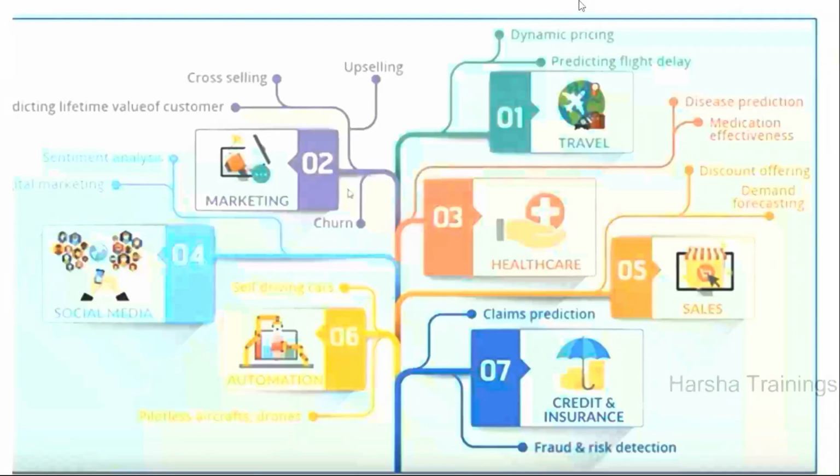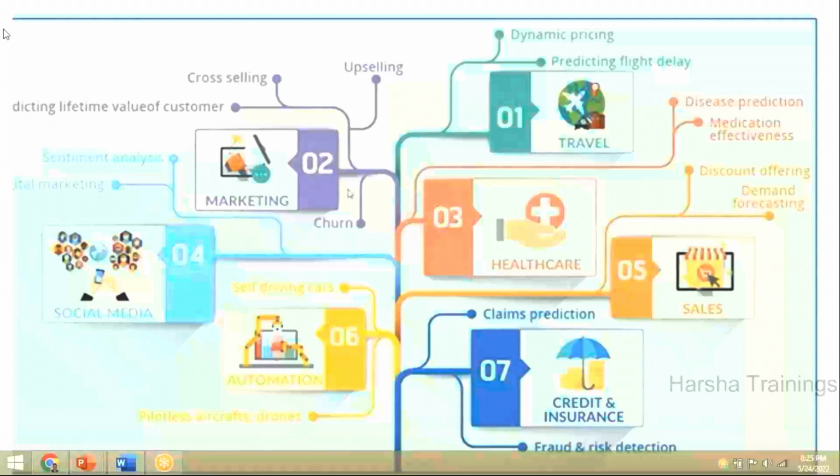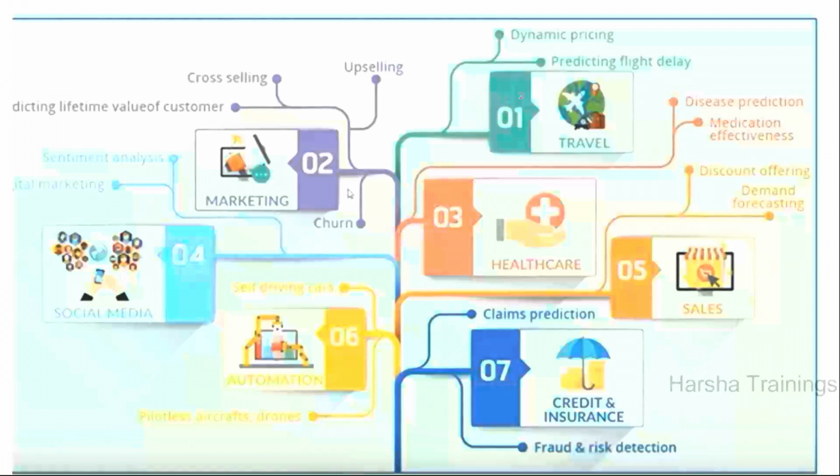Now let me take several case studies where exactly data science is being used in the market. I don't want to point to any one domain. Let us take the first domain, called the travel domain. Wherever there is data, I can apply data science. Here I have some applications such as dynamic pricing and predicting flight delays. These two are applications of travel. There are hundreds of applications.